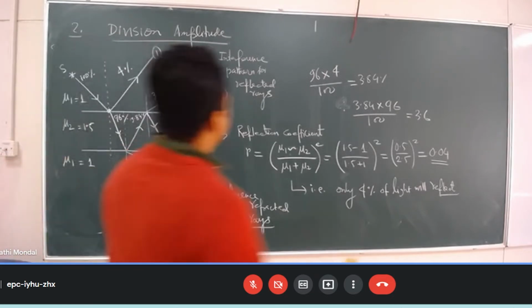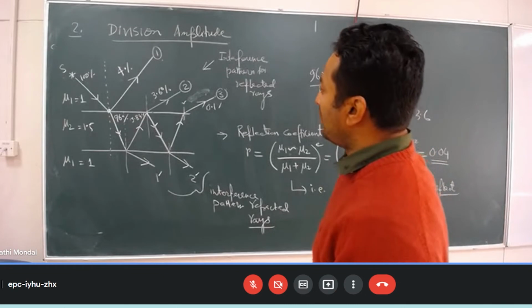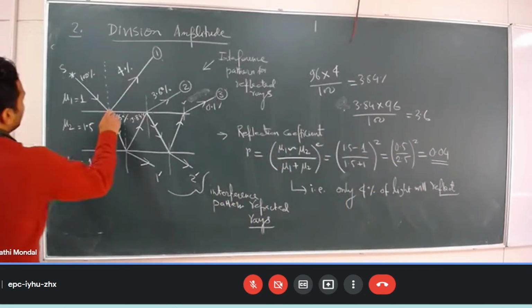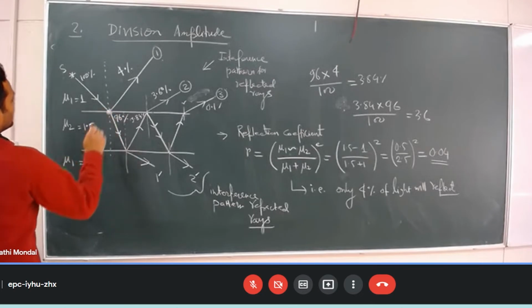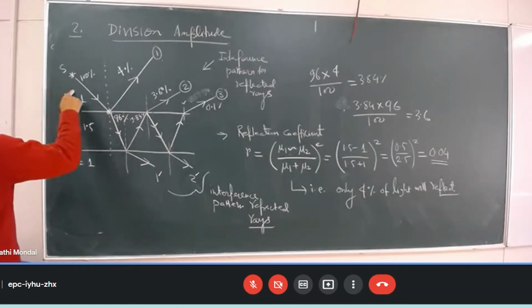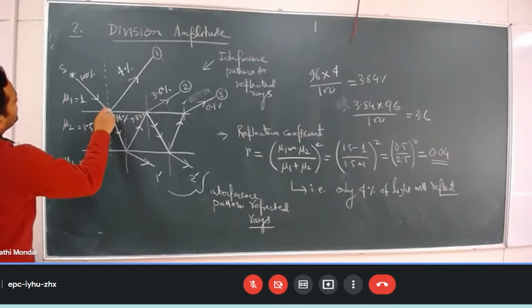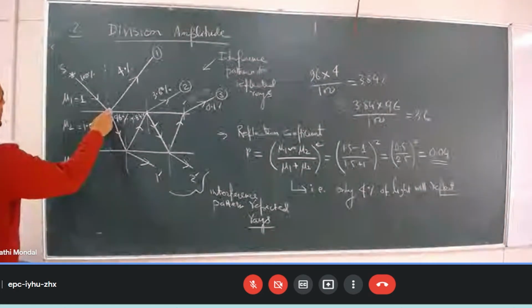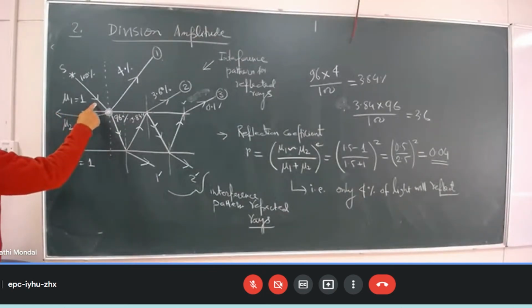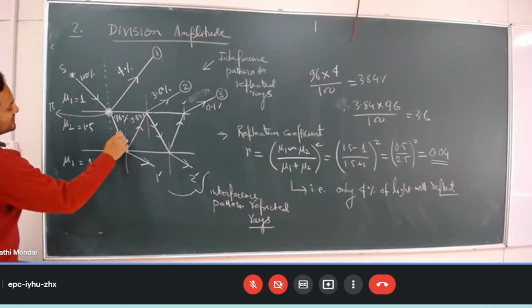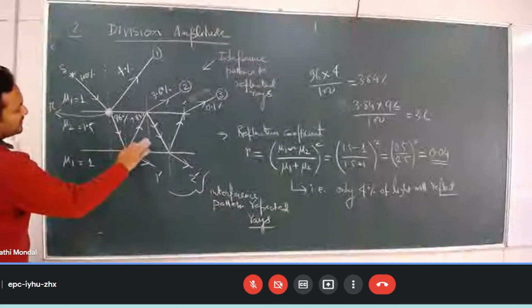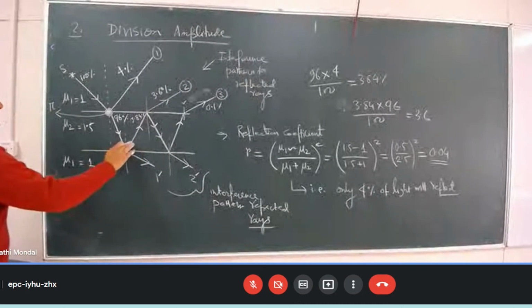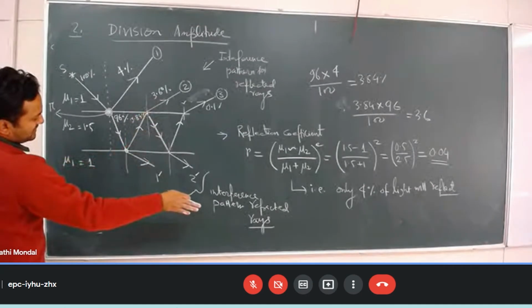Okay, let's move on. There is another phenomenon called Stokes law. When you have a reflection from a rarer to a denser medium, you will have an extra phase change of pi. Suppose at this point we have a reflection from rarer to denser medium. You will have a phase change of pi here. Here you also have reflection, but it is from denser to rarer, so there will be no pi change here.